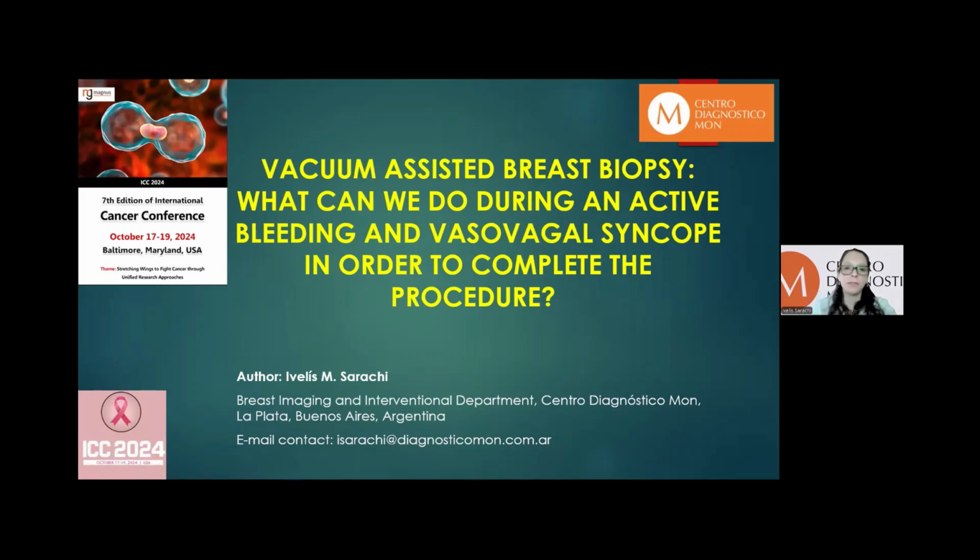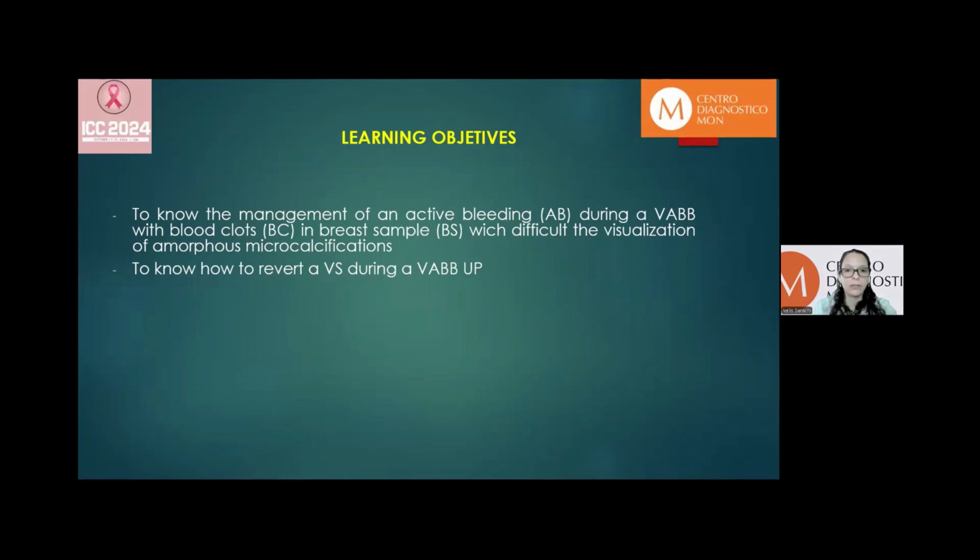Vacuum-assisted breast biopsy. What can we do during an active bleeding and during a vasovagal syncope in order to complete the procedure? Learning objectives are to know the management of an active bleeding during a vacuum-assisted breast biopsy with blood clots in the breast sample, which difficult the visualization of amorphous microcalcifications, and to know how to revert a vasovagal syncope during a vacuum-assisted breast biopsy, especially in the upright position.